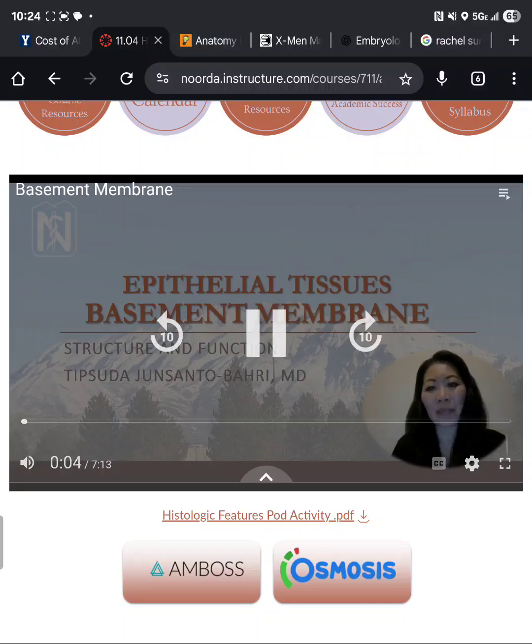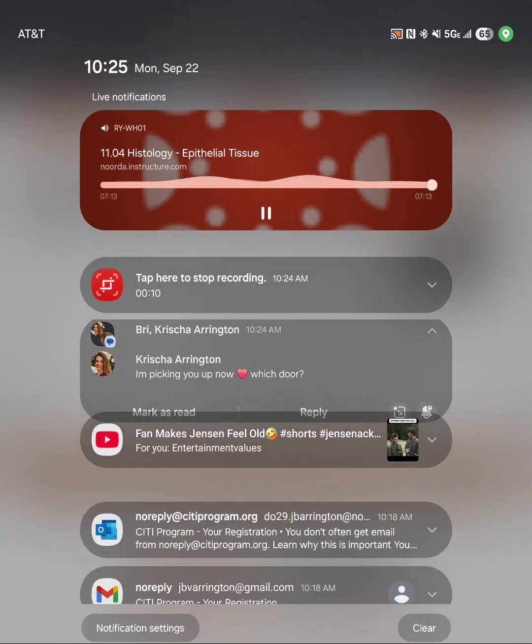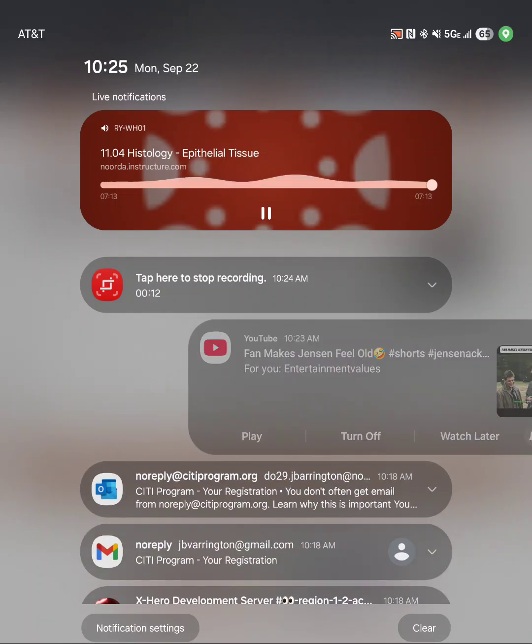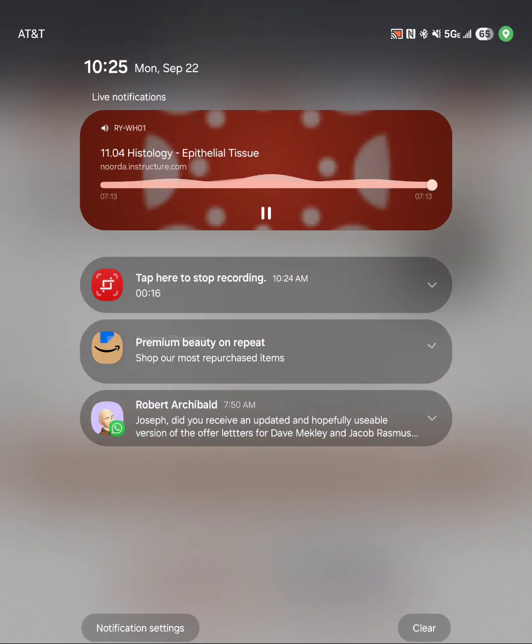We're going to talk about basement membrane. By the end of the session, I want you to be able to explain the composition and function of the basement membrane and detail its characteristics at the light and electron microscopy level.